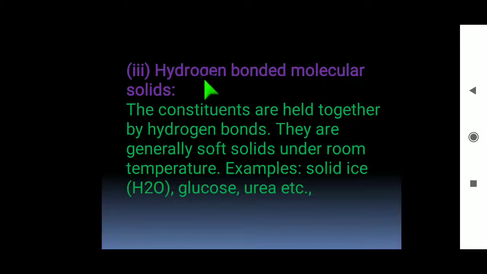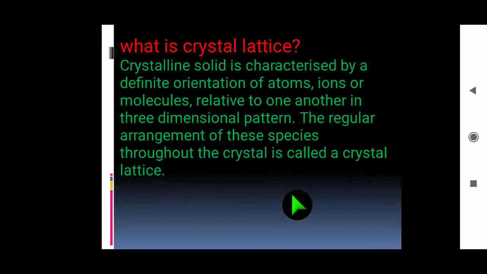Okay, third one, hydrogen bonded molecular solids. The constituents are held together by hydrogen bonds. They are generally soft solids under room temperature. Example, solid ice, glucose and urea. Okay, just now we have seen the 3 types of molecular solids. Now we are going to see what is crystal lattice.